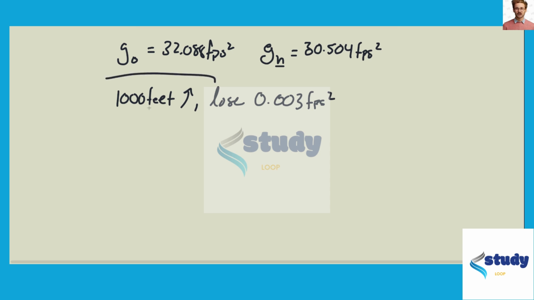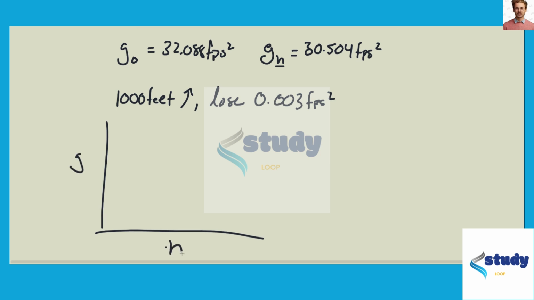So what this actually is, this bit of information and this bit of information, is basically an equation that tells us the gravity at a given height, right? So you can kind of think of it like this. Here's our gravity, here's our height, and we start at 32.008, and every 1,000 feet we go up, it's going to decrease. And at some point, we're going to get to 30.504, and we've got to find what that height is.